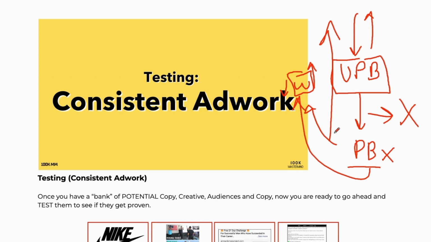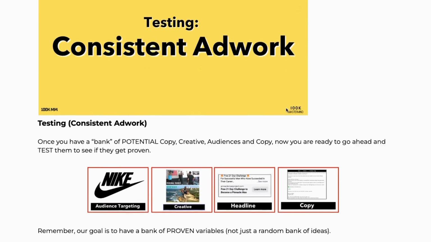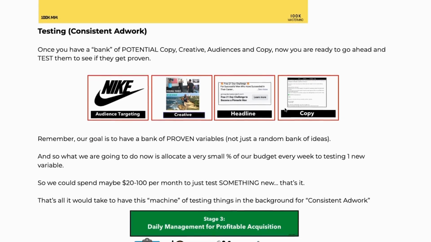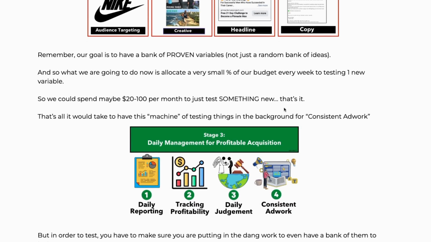And so same thing here. We talk about testing, consistent ad work. We're going to talk about the proven bank over here. Once you have that bank of potential copy, creative, audiences, headline, that kind of stuff, now it's time to actually test them. And the goal here is that we want to make sure that we are actually getting that bank of proven variables. We don't want just a potential random bank of copy and creative that I think might work. We want to have a bank of proven winners that we can then just pull out of whenever we actually want.